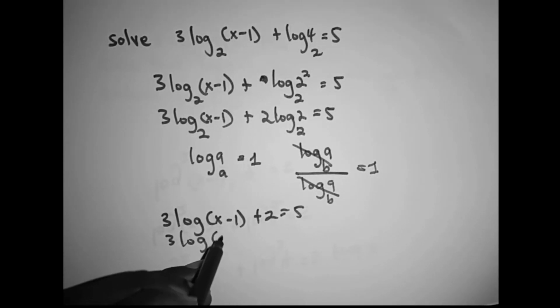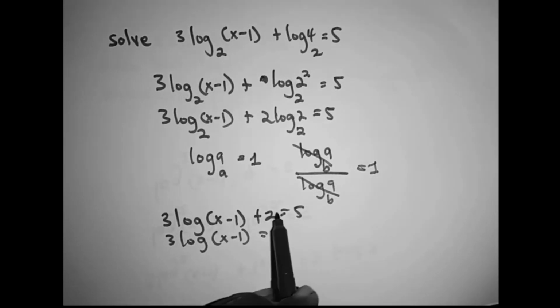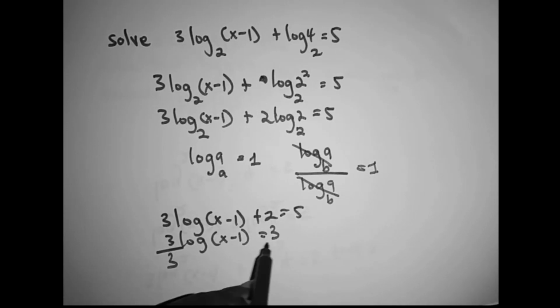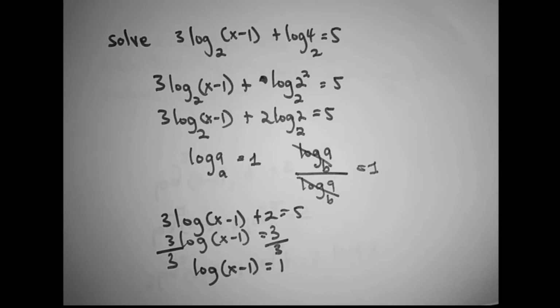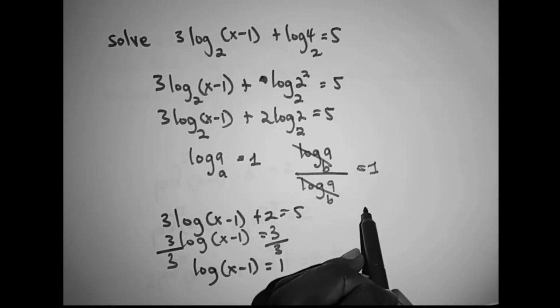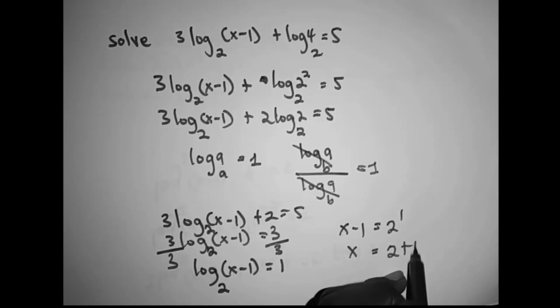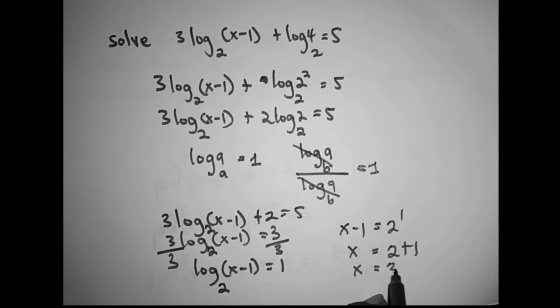3 log (x minus 1) is equal to 5 minus 2, which is 3. So we can divide through by 3. So it means that log (x minus 1) is equal to 1. Then we know that, let me continue from here. They give us a base of 2, so the base was 2. So x minus 1 is equal to 2 exponent 1. And therefore x is equal to 2 plus 1, and x is equal to 3.